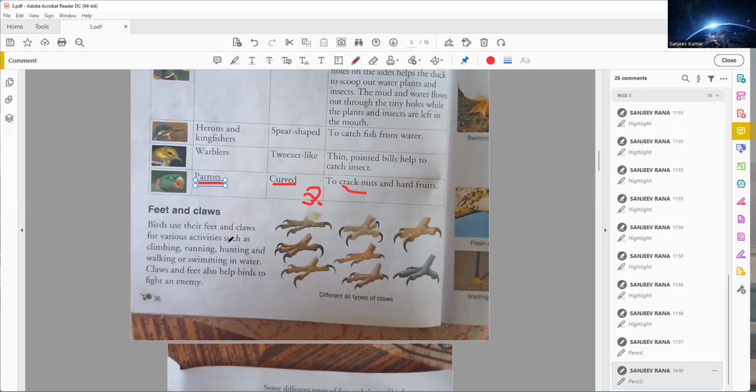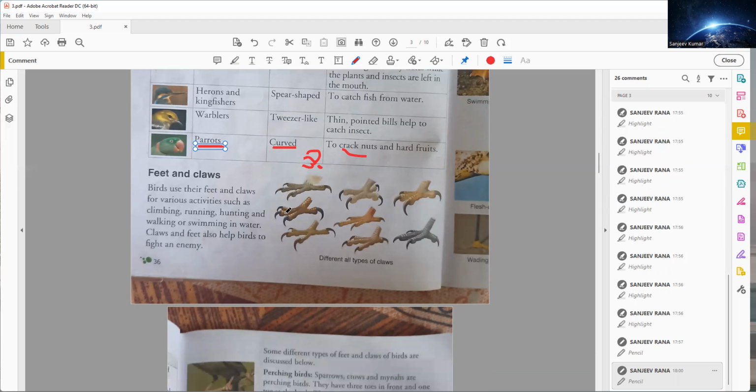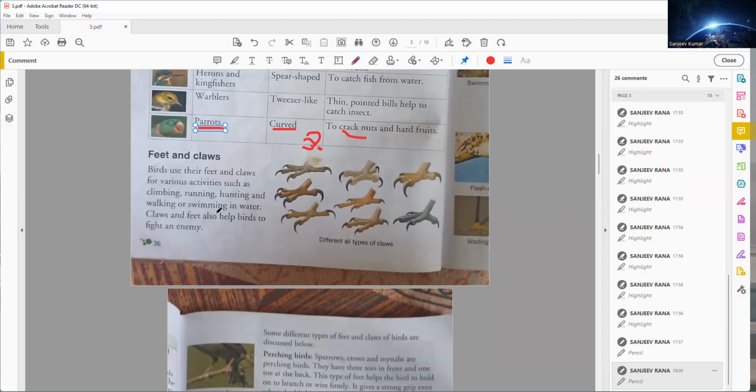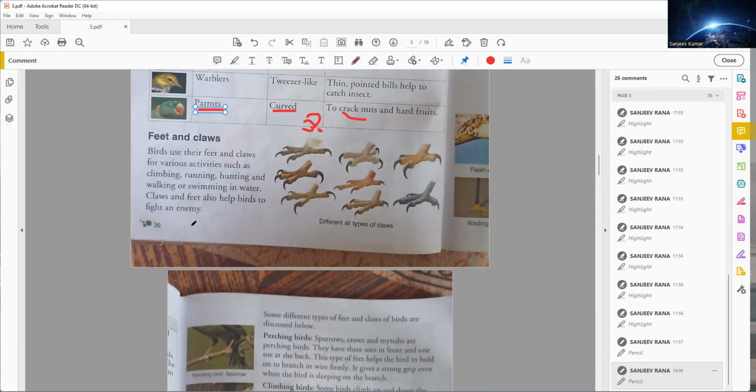Now see, birds use their feet and claws for various activities. What will they use them for? First climbing, then running, hunting, walking, swimming. Claws and feet also help to fight with an enemy. We know this if you have seen a cockfight. They usually use their beak together with their feet.